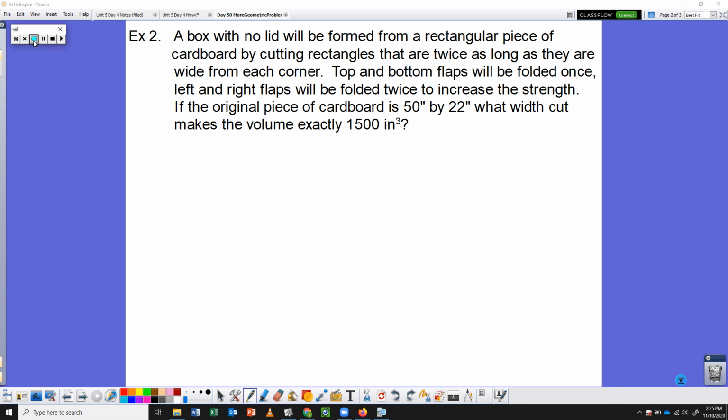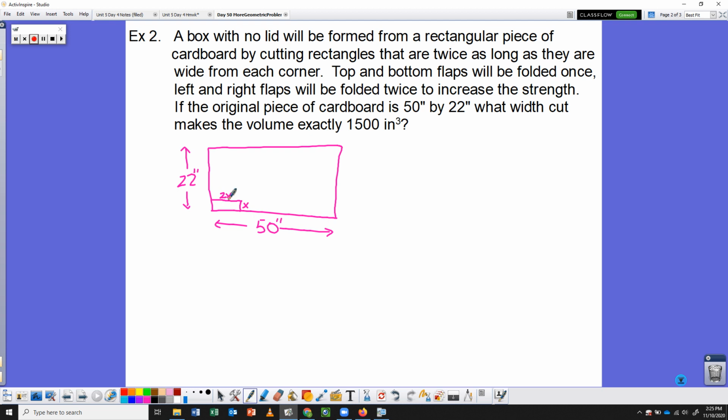All right, so let's start off with a drawing. This is the original piece of cardboard. They told me it was 22 inches wide by 50 inches long. Okay, so this time, instead of cutting squares out of the corners, we're going to be cutting rectangles that are twice as long as they are wide. I don't know what the width is. I'm going to call that x. And if it's twice as long as it is wide, then the width is going to be 2x.